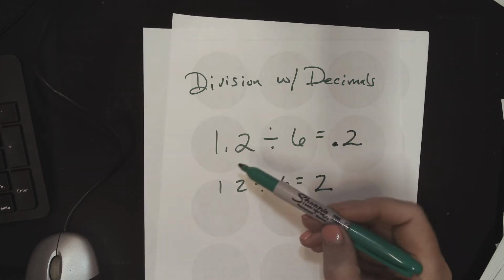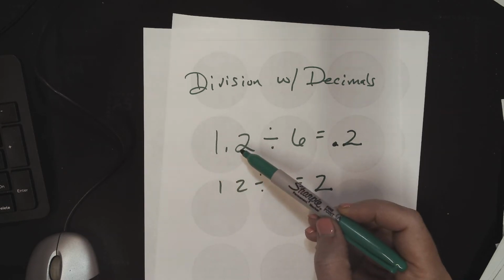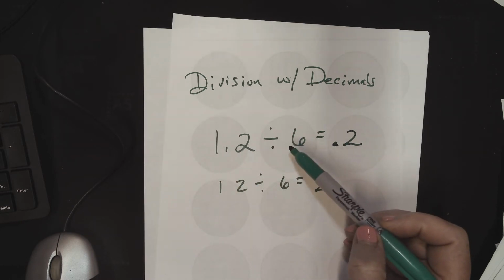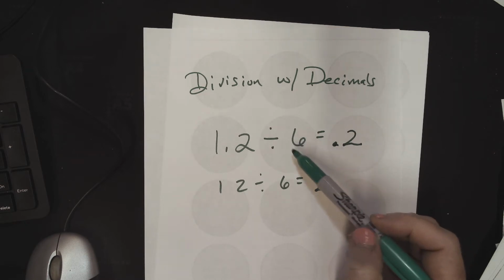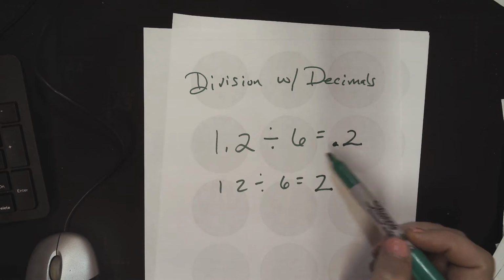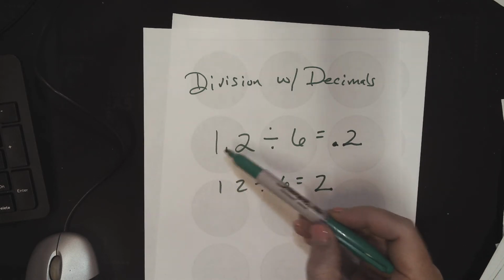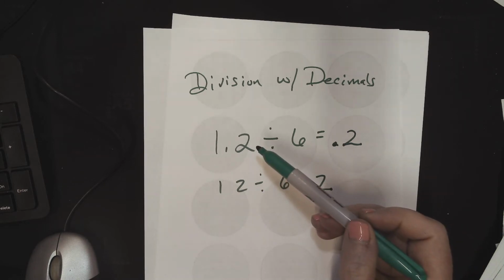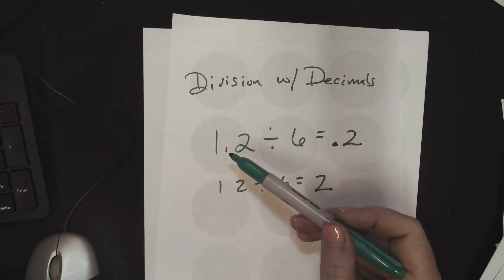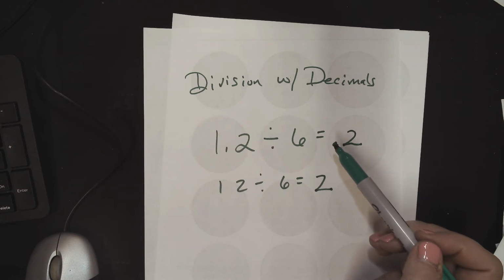Because, let's think if it makes sense. This is a little greater than 1, okay, divided by 6. My answer can't be just 12, or just 2. It has to be less than 2. I also could look at it this way. If I have just 12 divided by 6, I have 1 decimal place here, so I have to have the same on this side of the equal sign. I move the decimal place over 1. Does that make sense? So that it's fair.